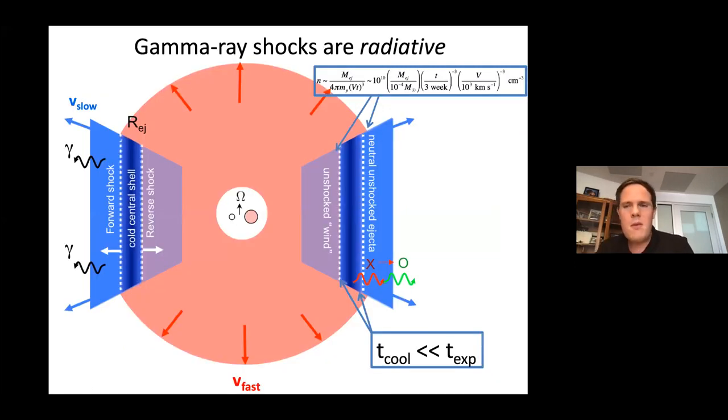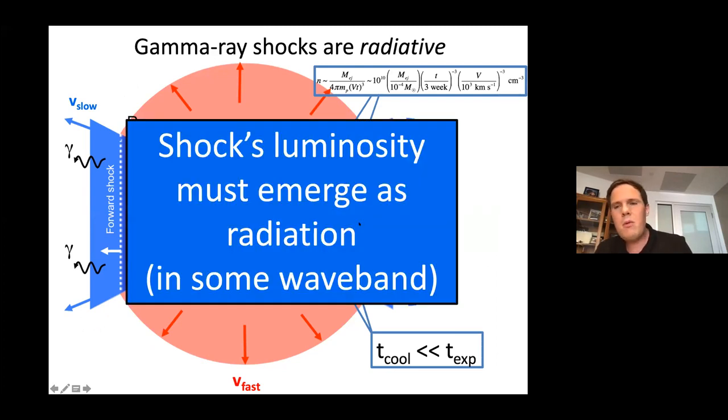So one thing I want to emphasize to you is that the shocks in these events are radiative. The gas is sufficiently dense during the gamma-ray emitting phase, it has to produce a lot of gamma-ray luminosity, that the post-shock gas effectively immediately cools through radiation and becomes very dense, much faster than the expansion time scale of the materials. These are radiative shocks. And this has the implication that most of the shock's luminosity must emerge as radiation in some waveband. We just have to figure out where.